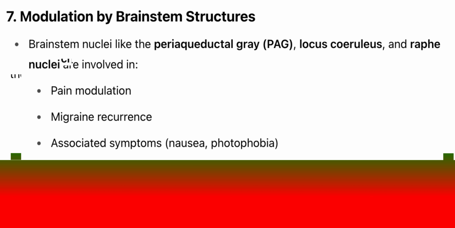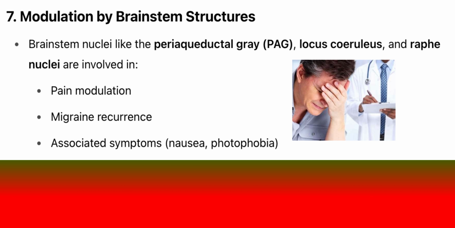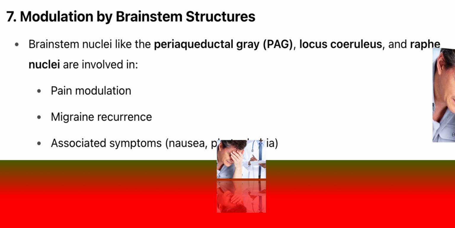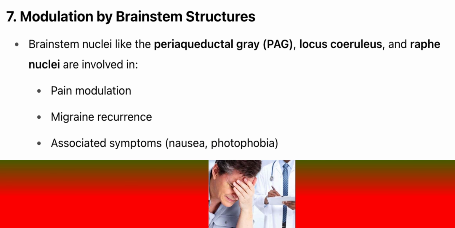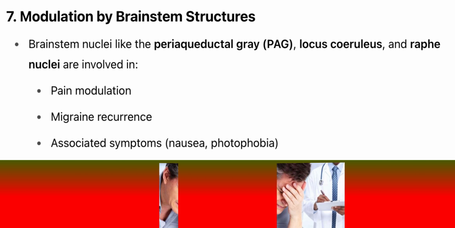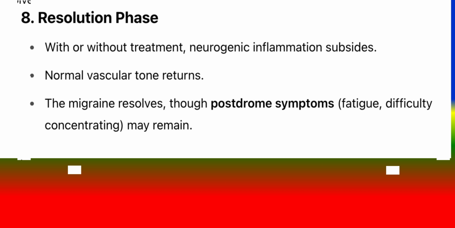7. Modulation by brainstem structures. Brainstem nuclei like the periaqueductal gray, locus coeruleus, and raphe nuclei are involved in pain modulation, migraine recurrence, and associated symptoms: nausea, photophobia.